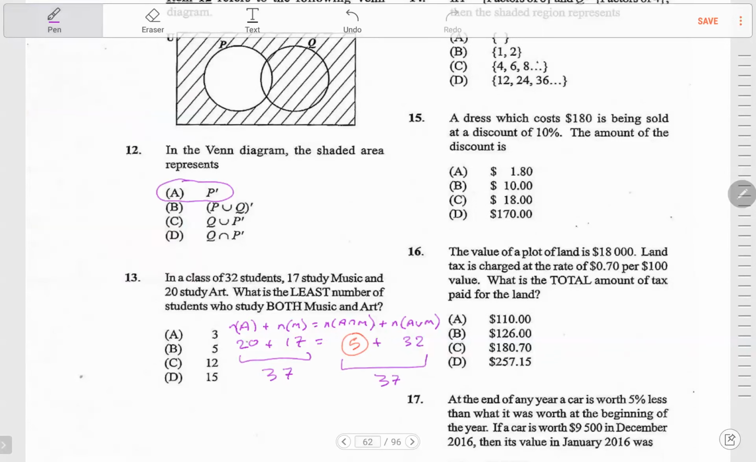Simple as that. It's the same question written up in a different way. Right? Both must be 5, the intersection. All right? Simple as that.